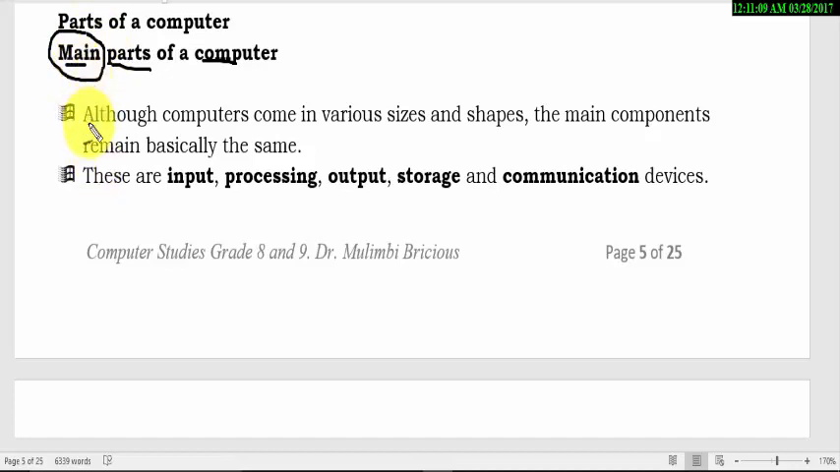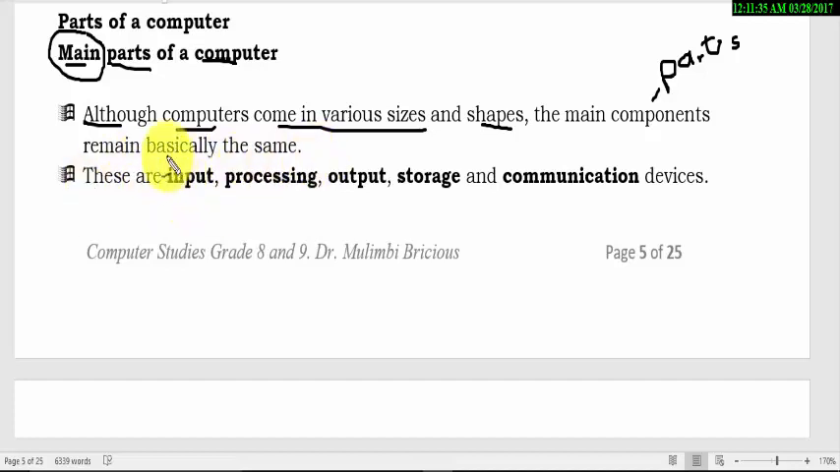So now, what we are saying is that although computers come in various sizes, different sizes and shapes, the many parts or components remain basically the same. I remember in the first tutorial I told you that the word components means the word parts.